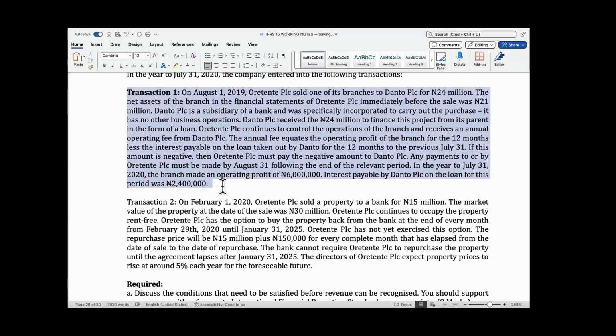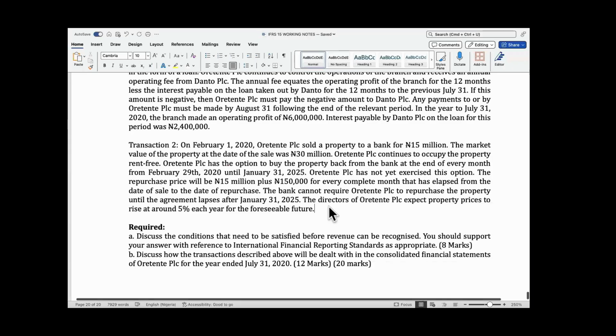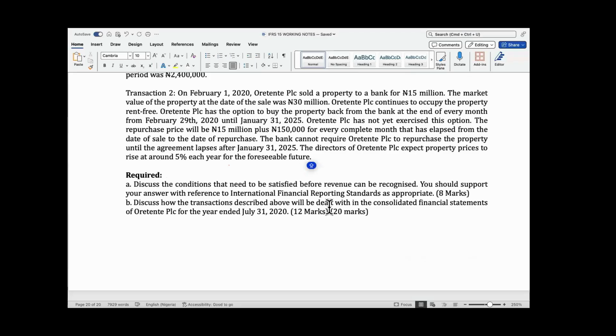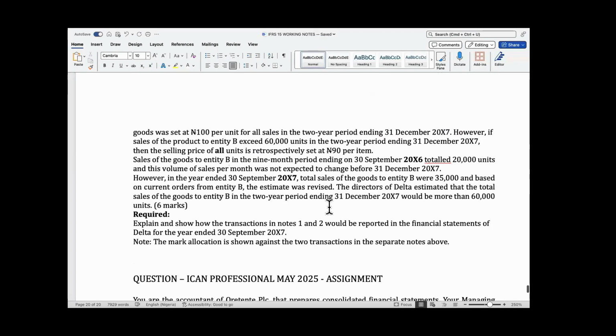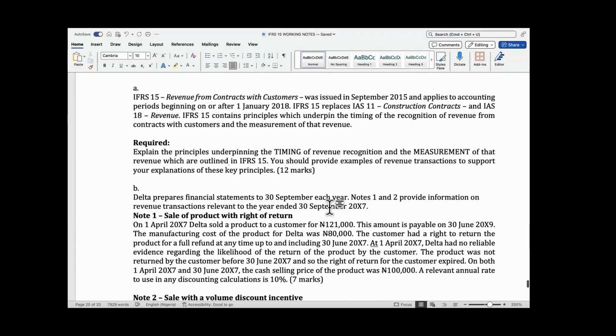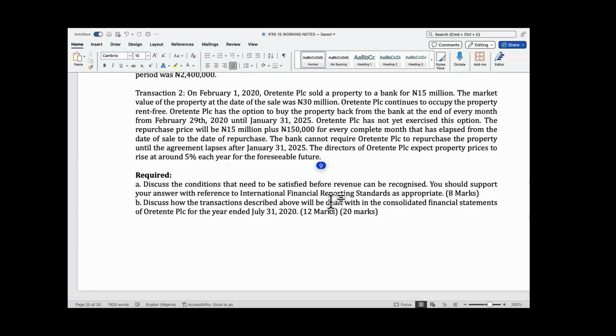So this one, don't complicate it. Just tell us here whether it's a sale or not, whether control has been transferred or not. There are a lot of stories here. This one is talking about a purchase agreement, so you need to apply that when the purchase price is higher or lower. Just try your answer at it and send it to me. Then I will send you the solution. Okay, so by implication, we have covered IFRS 15.